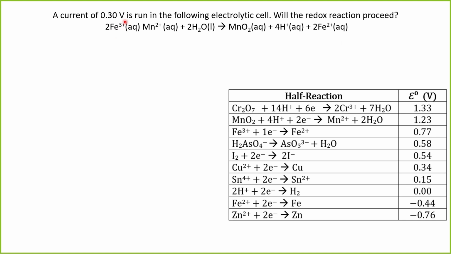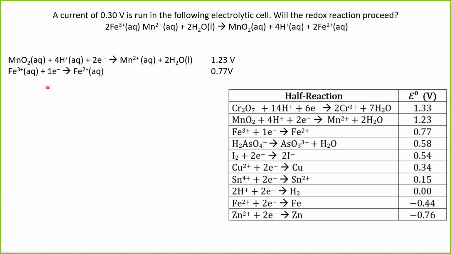Well, I can definitely see that I have an iron half reaction happening. It looks like my iron 3 is being reduced to iron 2, and that is going to be this reaction right here. The other half reaction that is happening is between my manganese and my manganese oxide, and here is that half reaction right here. So let's pull these out along with their reduction potentials. So here are my two half reactions that make up my overall reaction.